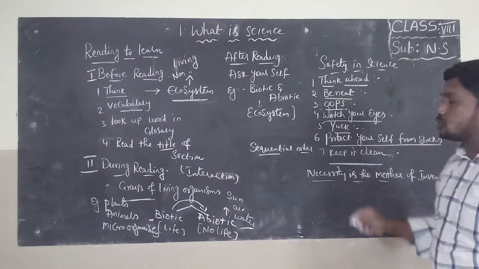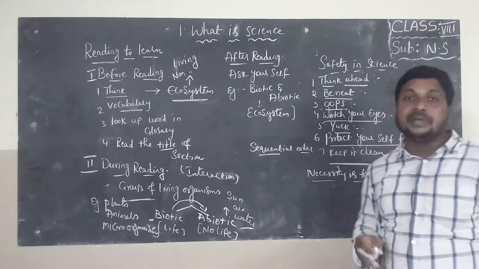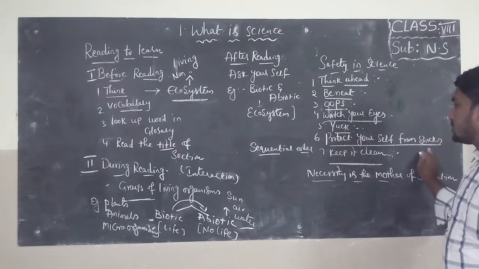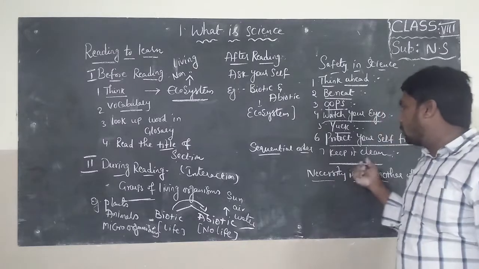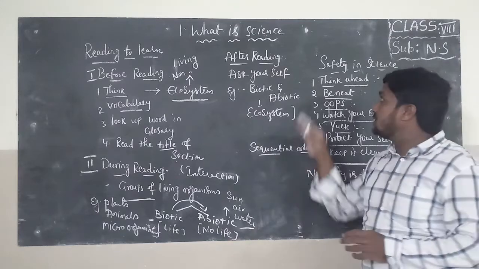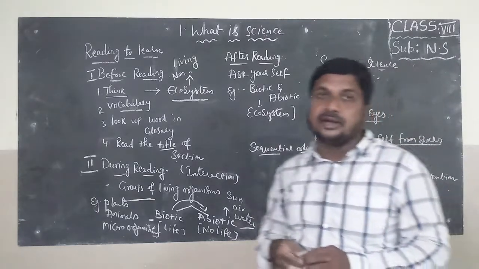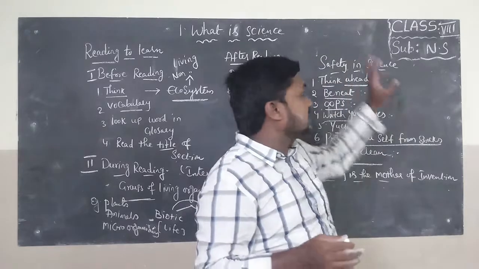Protect yourself from shocks. If you do experiments with electrical appliances, be careful with them. Keep it clean. After completion of your work, keep your working area clean, and then you have to leave the science lab. So these are the safety precautions that should be taken while doing experiments in a science lab. So this is about safety in science.